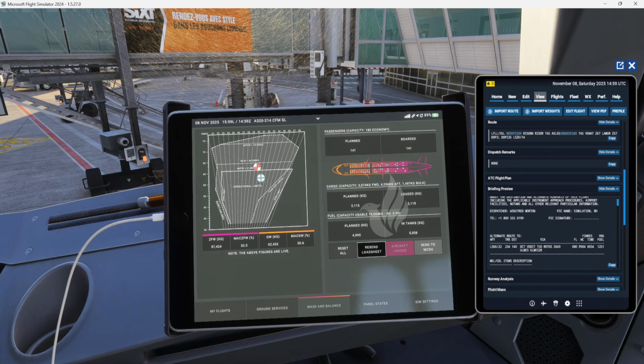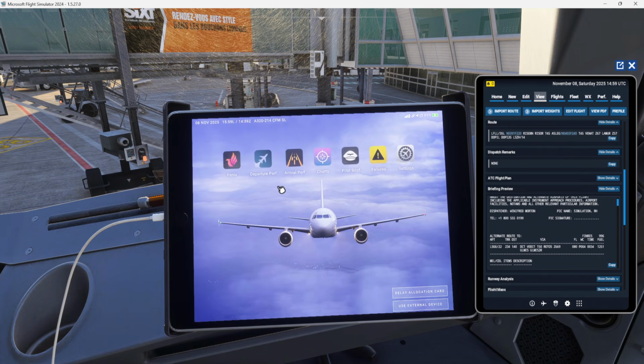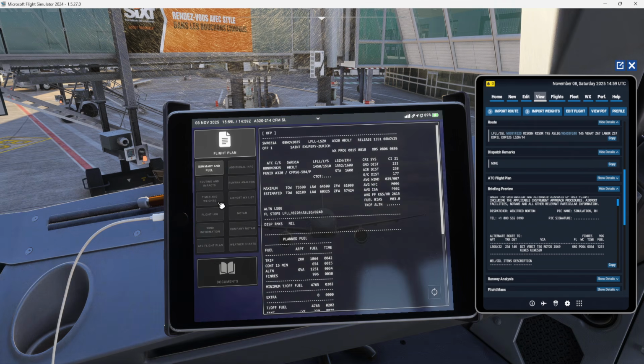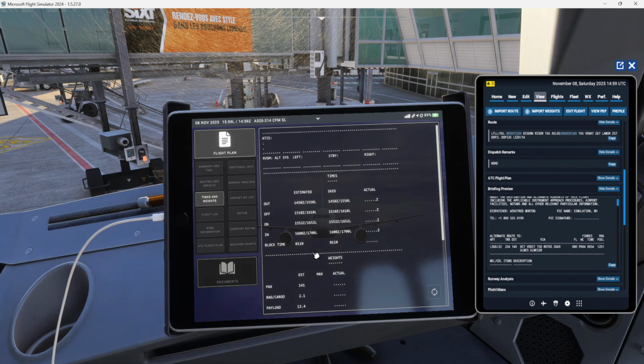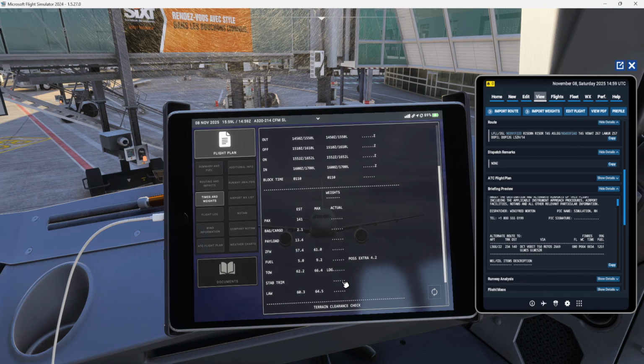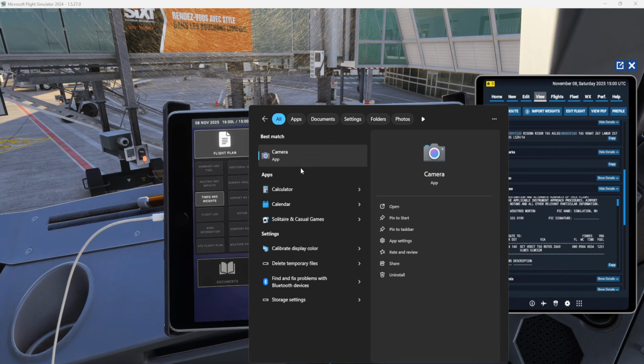If you take zero fuel mass and you add the takeoff fuel, you will get the takeoff mass. Easy. And to calculate landing mass, you take your takeoff mass minus the trip fuel, and you get your landing mass. We are going to see it right now. Go to your flight plan, go to weights. Yes, here. So here you have zero fuel weights. Let's bring the calculator.